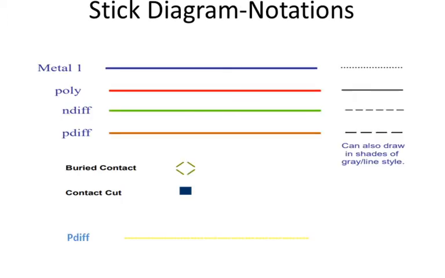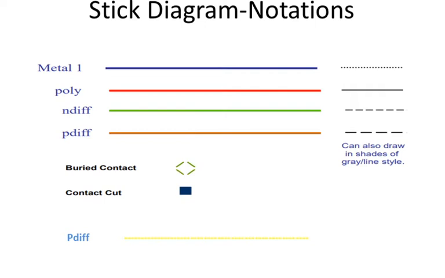See the notations of the stick diagram. First is metal. Metal is drawn in blue color. If you use only one metal, we can use blue color. We can use more than one metal also. It depends upon the application need. Polysilicon is drawn in red color. It is used to construct the gate of PMOS and NMOS transistors.